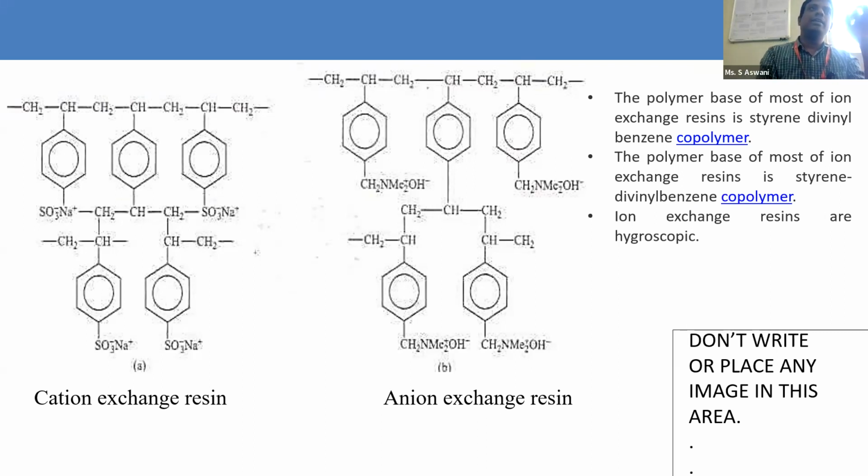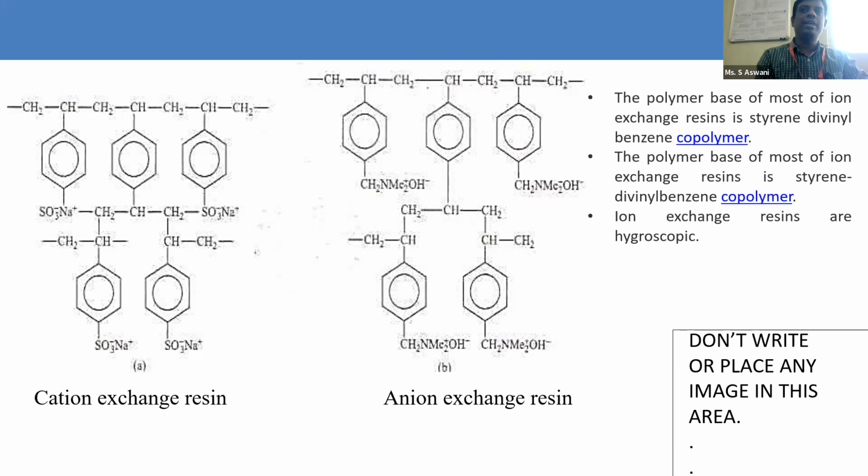Acetylene and methylene, these groups are vinyl groups. If a carbon double bond is present, that group we call a vinyl group. So a benzene vinyl group is present. From that we are getting this polymer. So that's why we are saying styrene divinyl benzene copolymer.